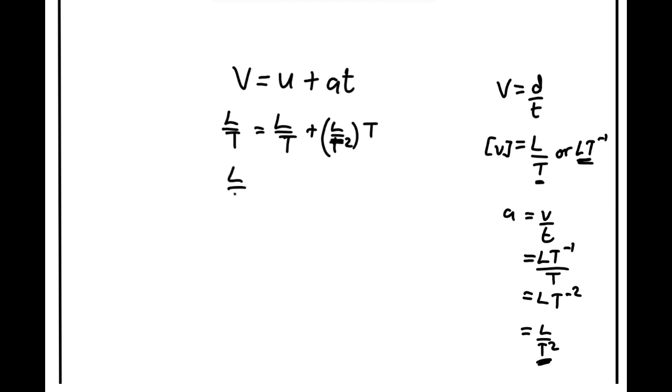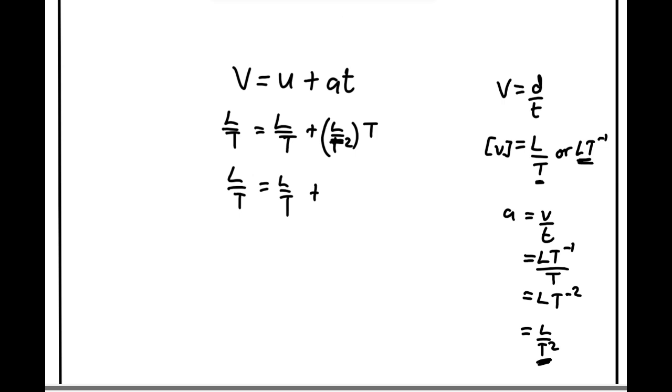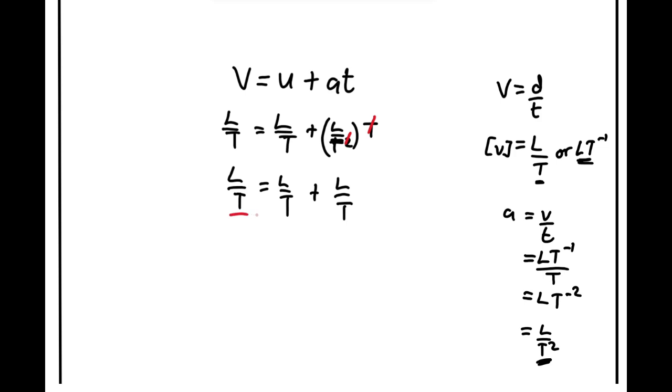So this is L over t is equal to L over t plus, we cancel one t here and this t. We are left with L over t. From the law of homogeneity, for an equation to be valid, or for terms to be added or subtracted, each term must have the same dimensions.